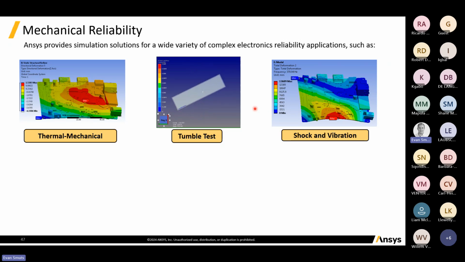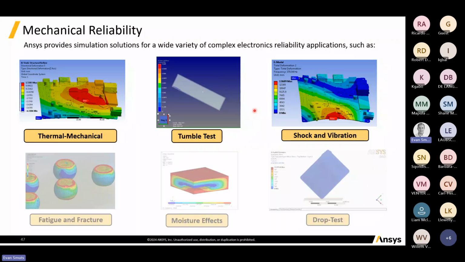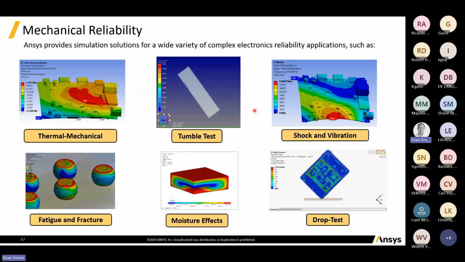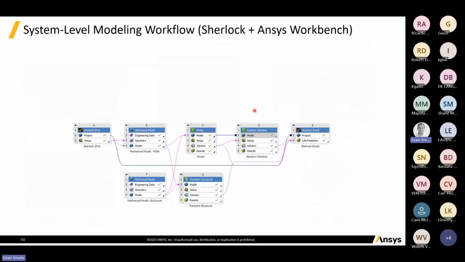But maybe we do need to include some other detail, like, for example, the box in the tumble test. Or maybe we need to include some other types of physics, so maybe looking at some fatigue and fracture mechanics in some of the smaller components. Maybe we want to include effects of moisture and moisture ingress, and so on. So this is why we would want to link it to something like Ansys Mechanical.